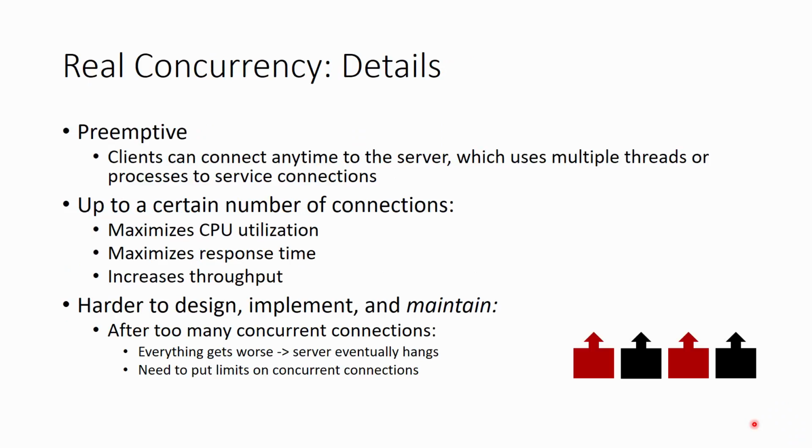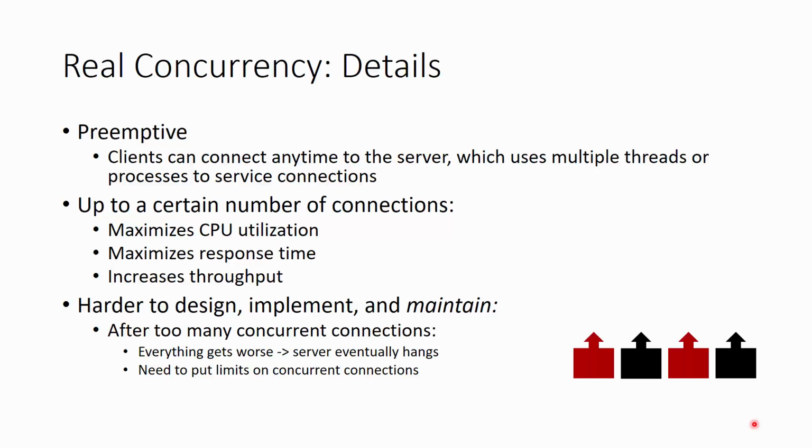So for real concurrency, we are talking about a preemptive system. The clients can connect at any time, and we're going to use multiple threads or multiple processes to service those connections. And up to a certain number of connections, this is going to maximize our CPU time. It's going to maximize the response time and increase our throughput. But it is harder to design, harder to implement, and harder to maintain.